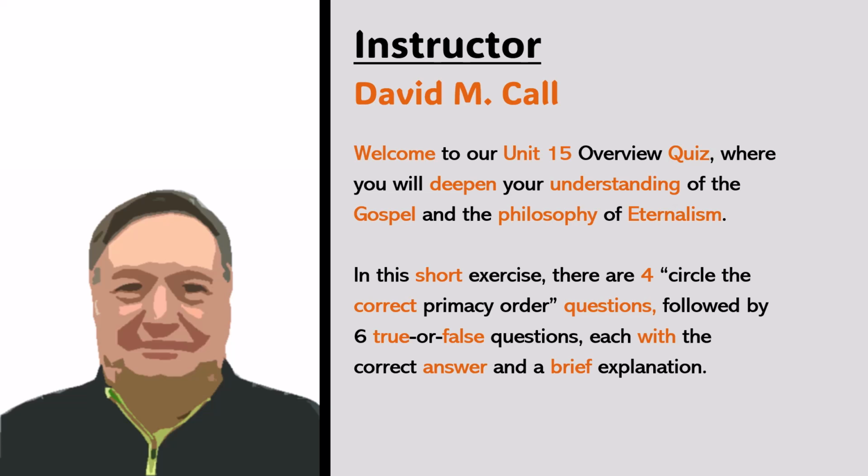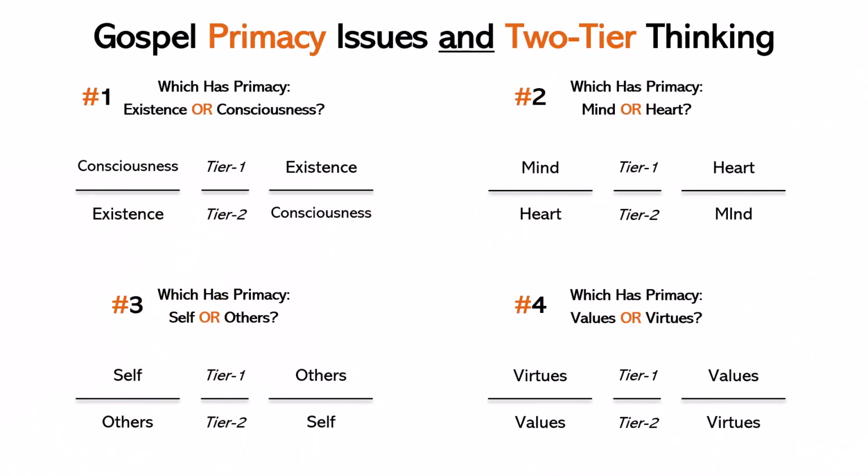Welcome to our Unit 15 Overview Quiz, where you will deepen your understanding of the Gospel and the philosophy of eternalism. In this short exercise, there are 4 circle the correct primacy order questions, followed by 6 true or false questions, each with the correct answer and a brief explanation. In this exercise, circle the correct primacy order, assign Tier 1 status to what comes first, and Tier 2 status to what comes second.